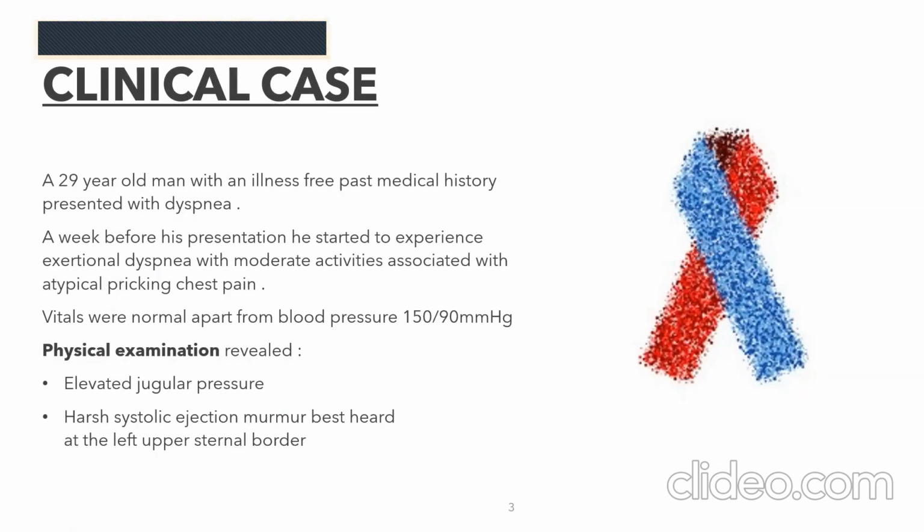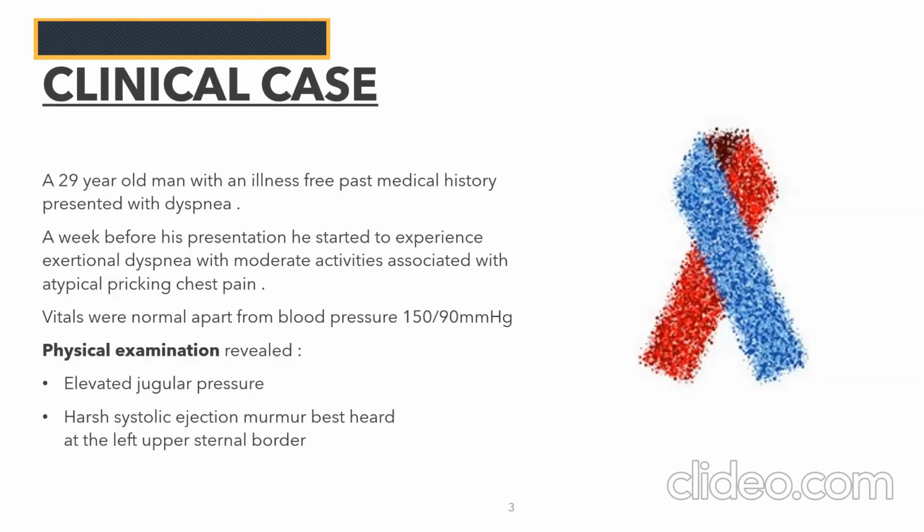Let's proceed with the case. A 29-year-old man with an illness-free past medical history presented with dyspnea. A week before his presentation, he started to experience exertional dyspnea with moderate activities associated with atypical pricking chest pain. Vitals were taken and they were normal apart from the blood pressure, that is 150 on 90 mmHg.